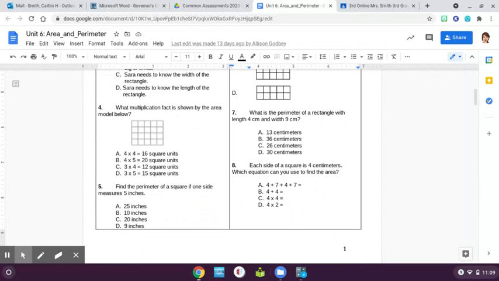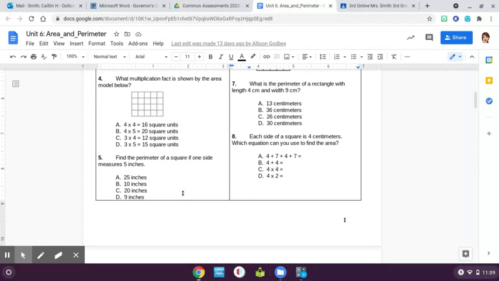Question 4. What multiplication fact is shown by the area model? Okay, so remember, area is length times width. So you simply see how many are on the length and how many are on the width.